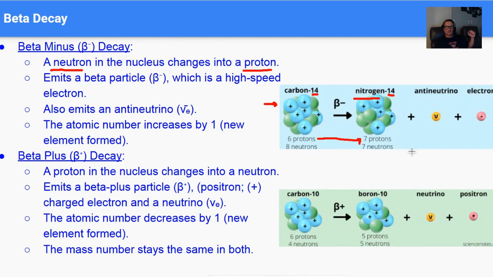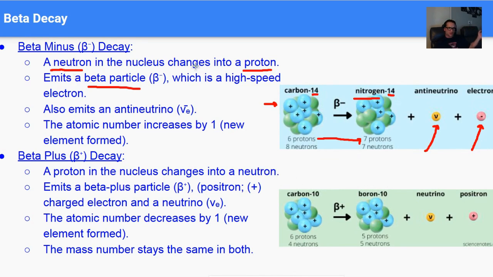In the process, it emits what's called a beta particle, which is an electron. An electron shoots out, and also an antineutrino. Just get that in your notes, it's something to memorize. All right, the other one's called beta plus, also called positron emission. And it's like the opposite.